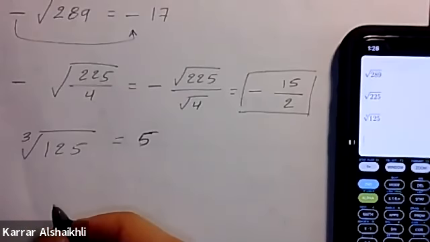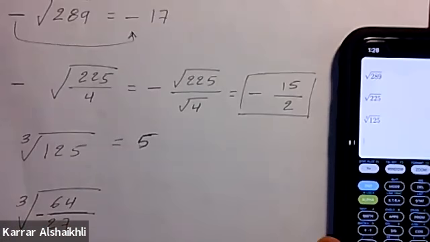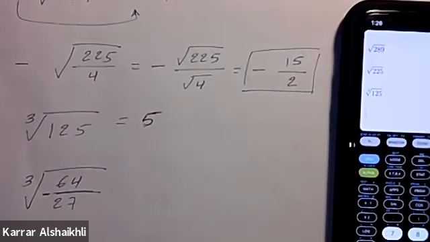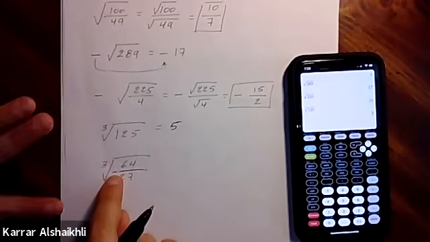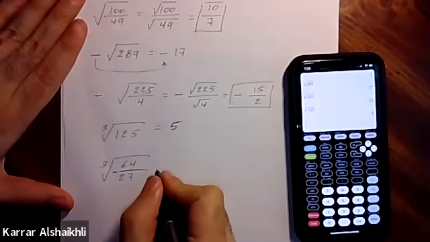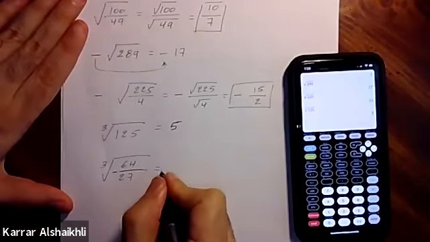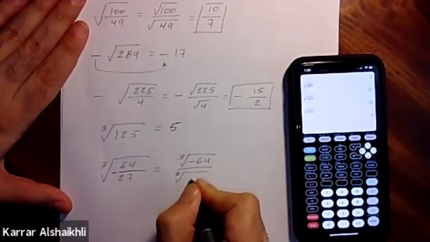Here's another example. Find the cubic root of negative 64 over 27. Let's put down negative here. Now, the negative sign is inside the root. We're going to do exactly the same thing. The negative sign, you can take for the top or the bottom, it doesn't matter. I'm going to distribute the root: the cubic root of negative 64 over the cubic root of 27.